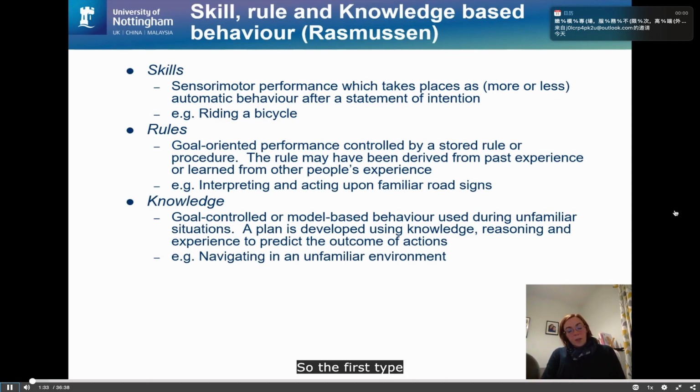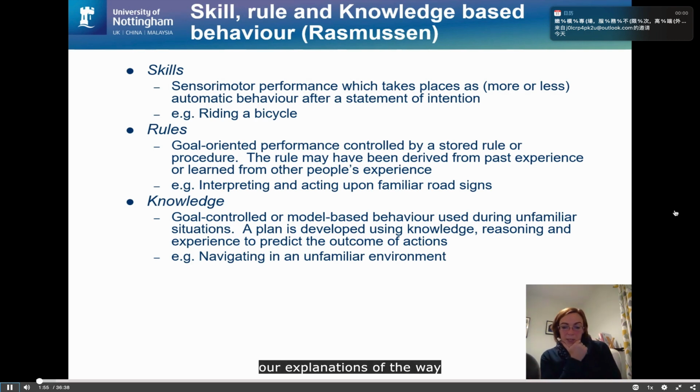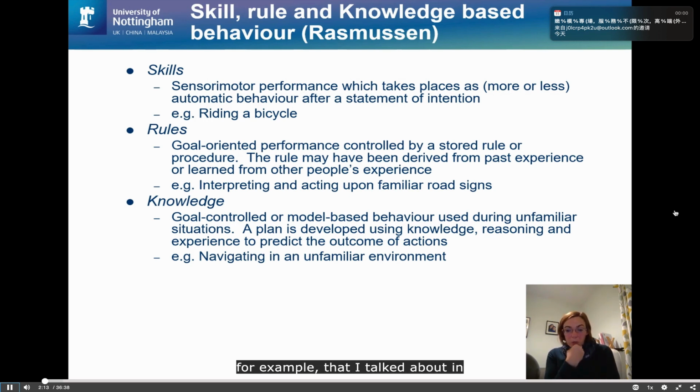So the first type of theory I want to talk to you about is something you may have come across before. If you've done psychology before, you will have come across the distinction between skill, rule, and knowledge-based behaviour. This is a theory that has been proposed by Jens Rasmussen, but adopted by many others, and forms quite an underpinning of our explanations of the way that we behave in a real-world setting. It's also related to things that we see in theories around working memory, and is something we call upon when we're thinking about factors such as allocation of function and fits list, for example, that I talked about in the consolidation lectures for theme 1.